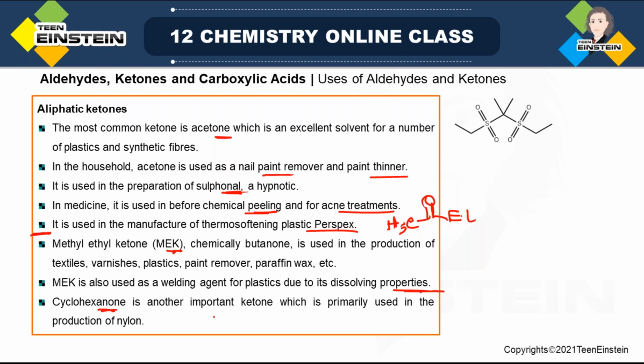Then another ketone, cyclohexanone, that is a ring structure. This is cyclohexanone. Another important ketone, which is primarily used in the production of nylon, which is a polymer.